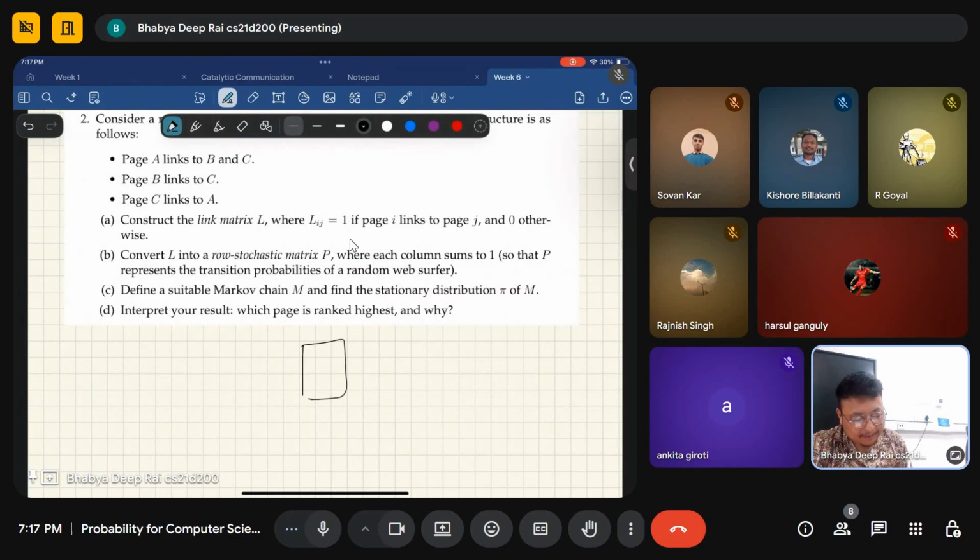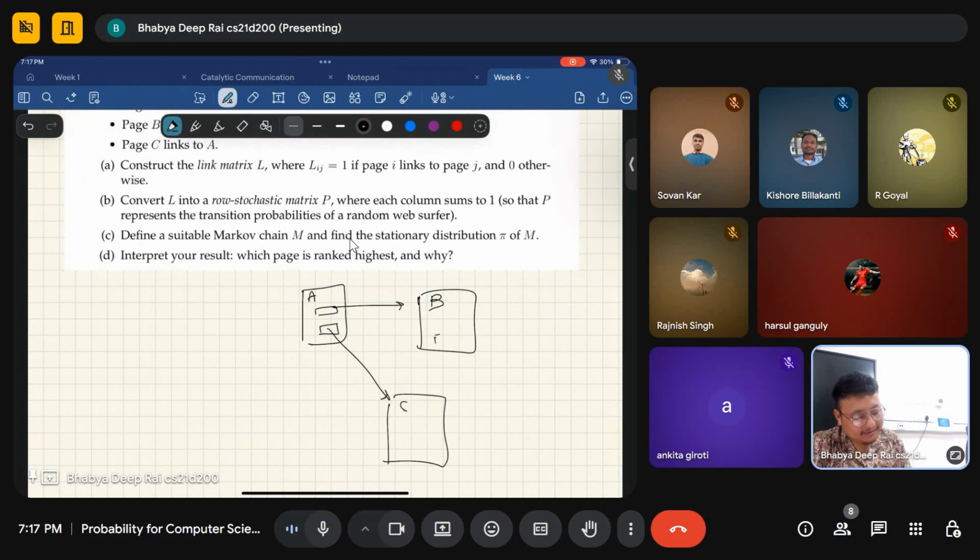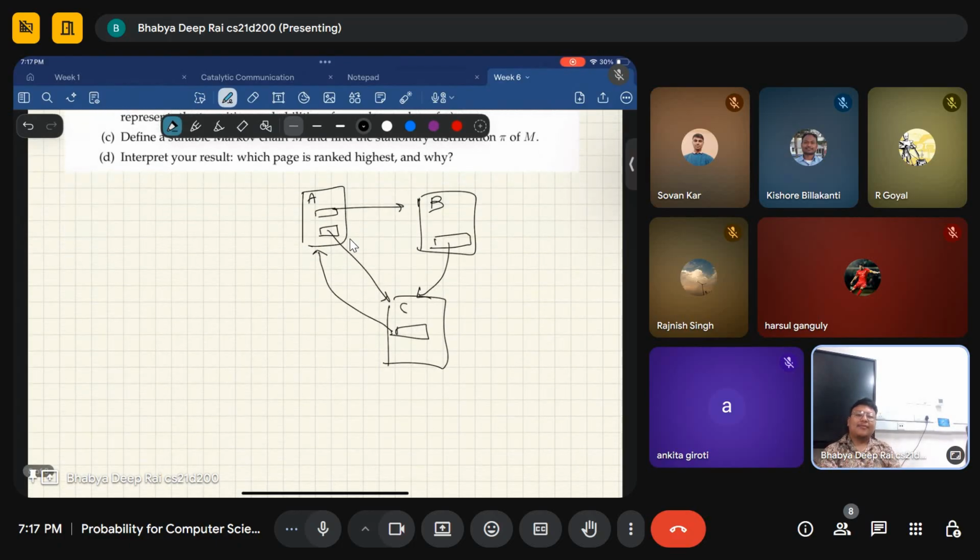I have a page, and it has these links, and this is page A. Page A links to B and C, and B has a link to C, and C has a link to A. Now, the question is, how does Google do this? Okay, so let's look at it as a graph.